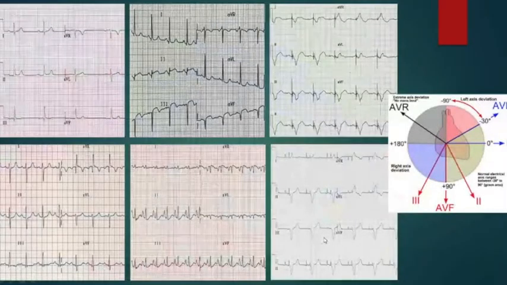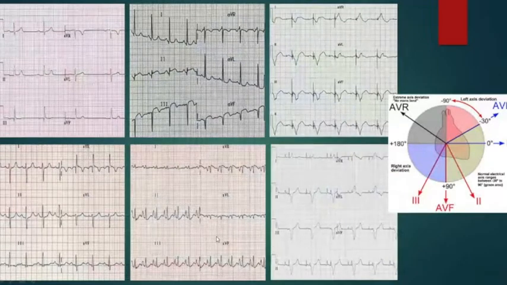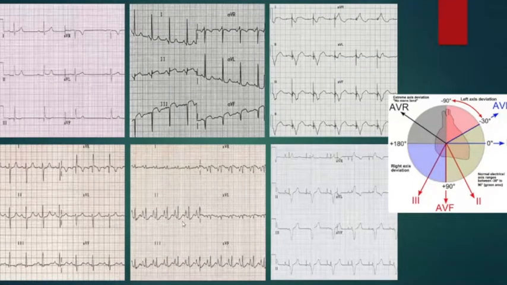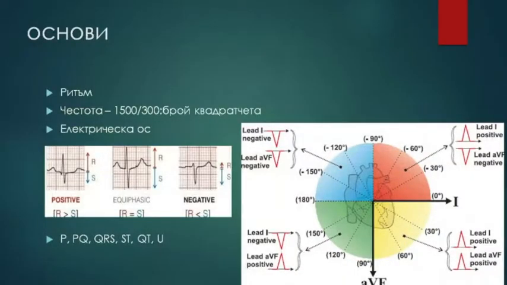So, next example, let's check this one, because those are a little bit more strange. Can somebody try? It's not the exact example, but I'm going to help you if you need help. It's positive in lead one. Yes. And in aVF, it's also positive. Which quadrant? It's the yellow quadrant.